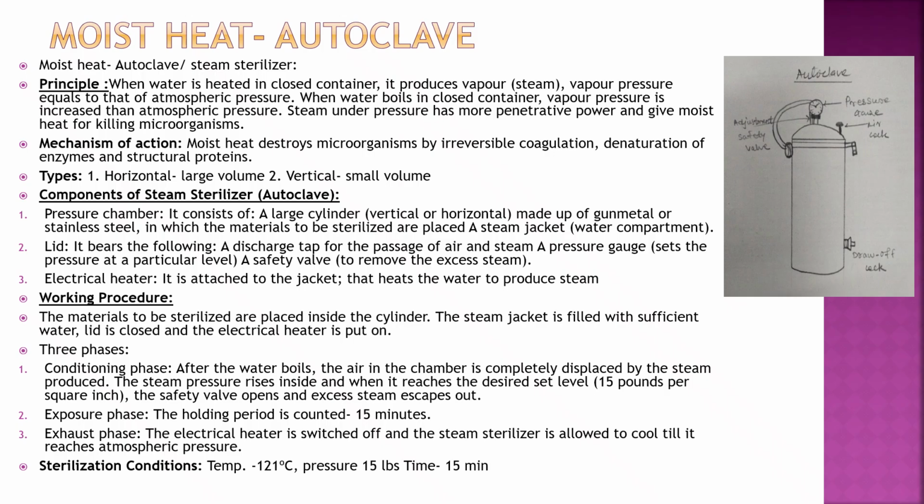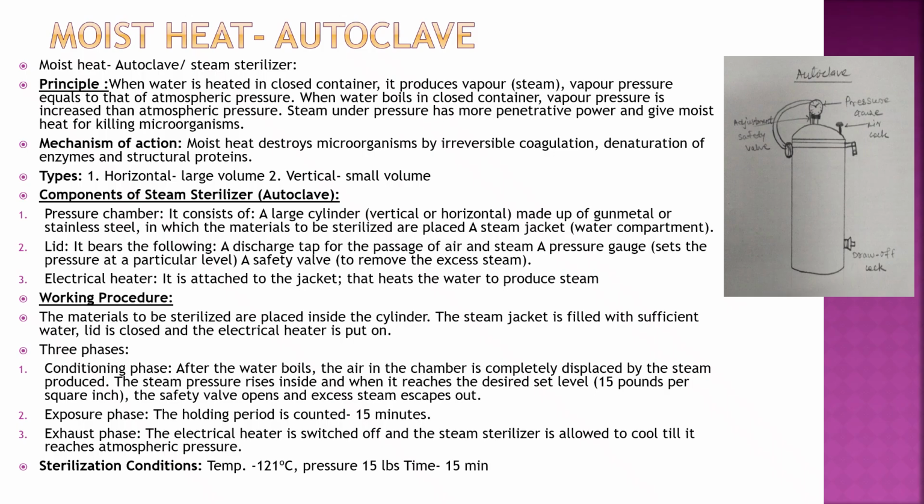So the pressure chamber consists of a large cylinder, either vertical or horizontal. It is made up of metal or stainless steel, and it has a steam jacket, that is a water compartment at the bottom. The lid has a discharge tap for passage of air and steam, a pressure gauge for pressure measurement, and a safety valve to remove the excess steam. An electrical heater is attached to the jacket that heats the water to produce steam.